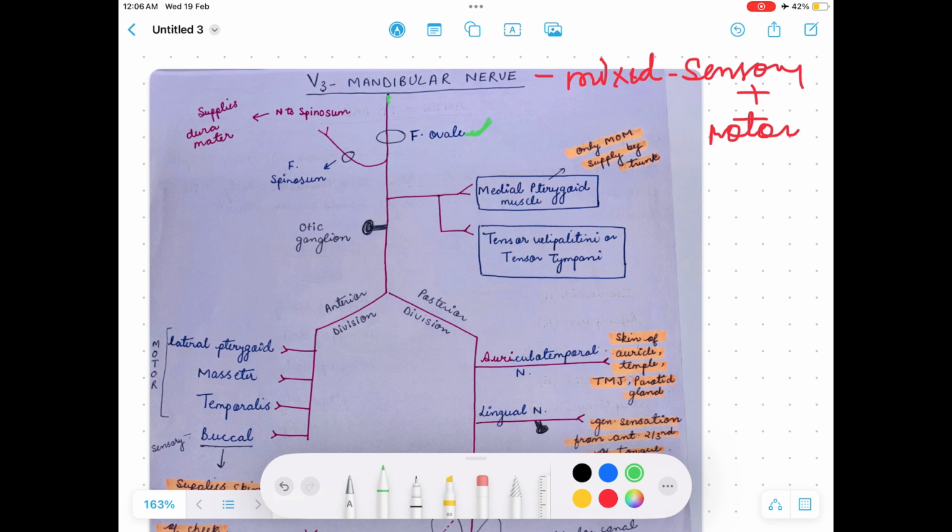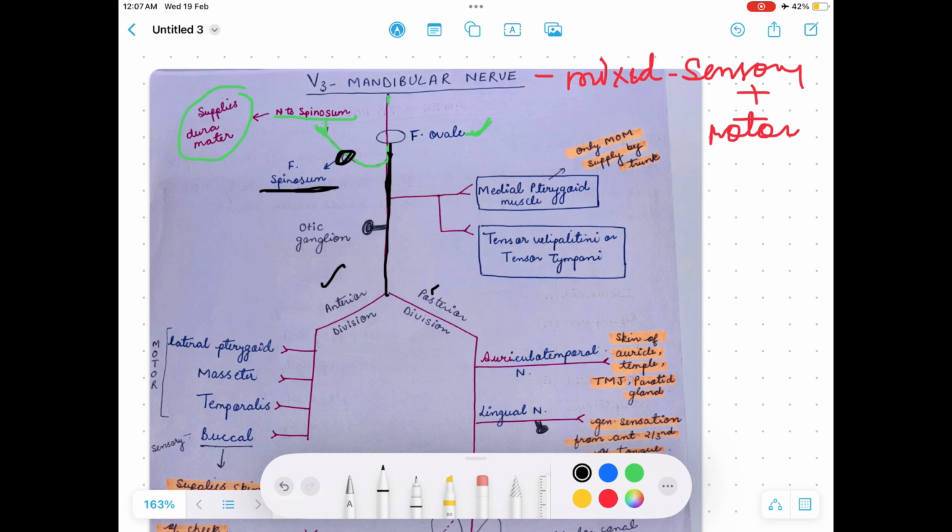Immediately after passing through the foramen ovale, it gives one branch back to the brain, the nerve to spinosum. Which structure is supplied by it? It supplies the dura mater. And this nerve to spinosum passes through a foramen, the foramen spinosum. And now this is the main trunk of the mandibular nerve.